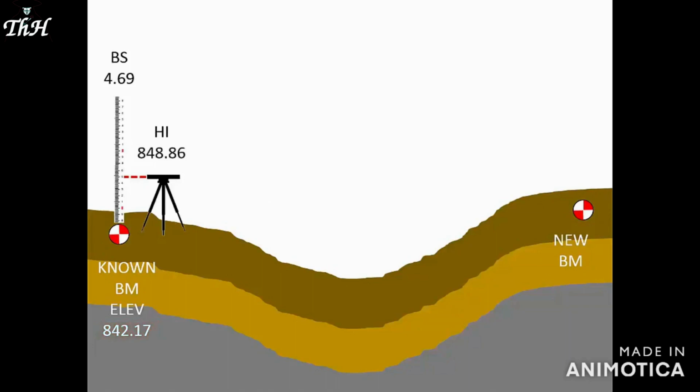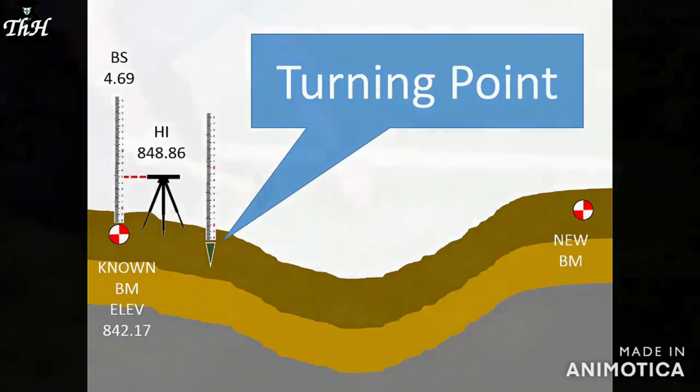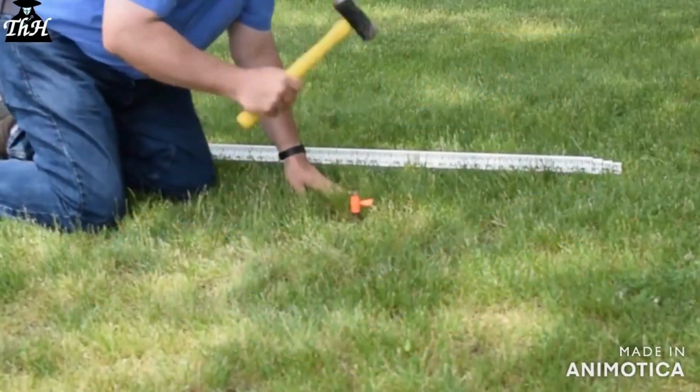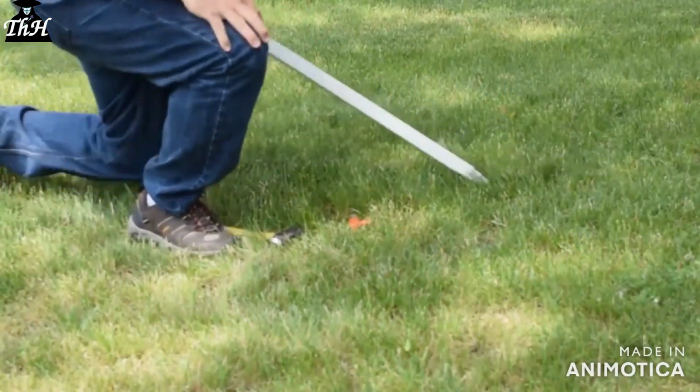When the backsite reading is complete, the rod person can move beyond the instrument operator toward the survey site. At a convenient location where the instrument is visible, the rod person will create a turning point. A turning point is a temporary intermediate point in a level circuit that we use like a benchmark. Each turning point must be stable and have a distinct peak or high point on which the rod will rest.